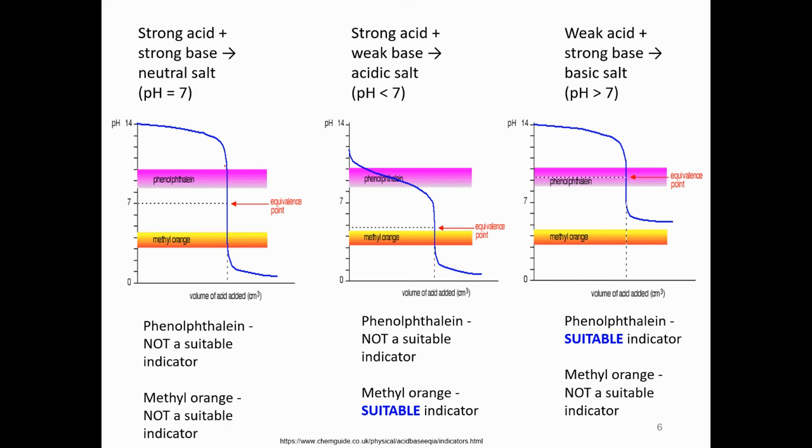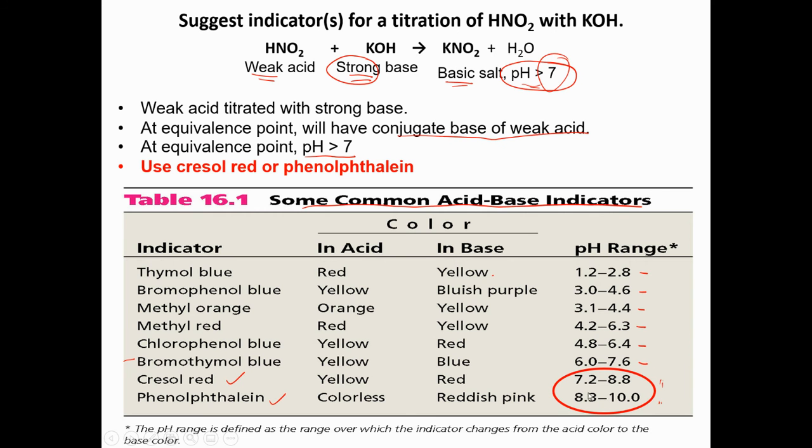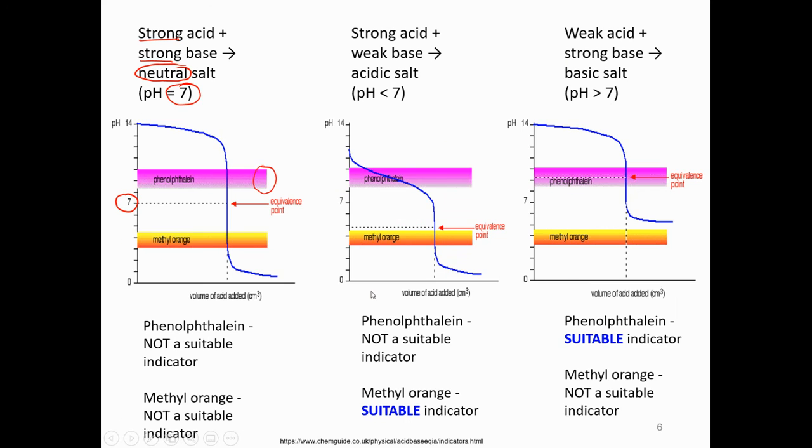Now let's look at this. Let's say we now have phenolphthalein and methyl orange. Which one shall we use? If we have a strong acid and strong base, we will have a neutral salt. If it's a neutral salt, the pH will be equal to 7, so the equivalence point is at 7. However, let's look at the phenolphthalein range where it changes color. Just now we looked at it: it is from 8.3 to 10.